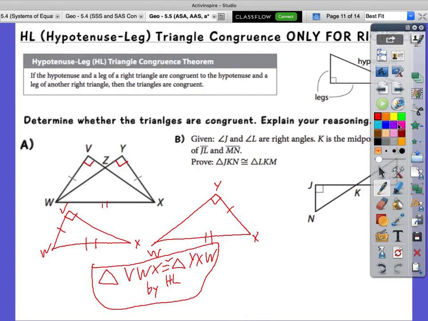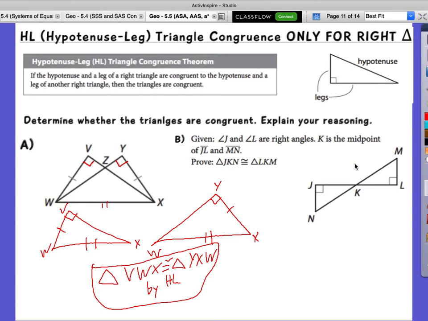Great question. Okay, let's look at example B here. J and L are right angles, and K is the midpoint of JL and MN. So K is the midpoint of two different things, JL and MN. What can we mark on that then? So we know that JK is congruent to KL, and MK is congruent to KL.